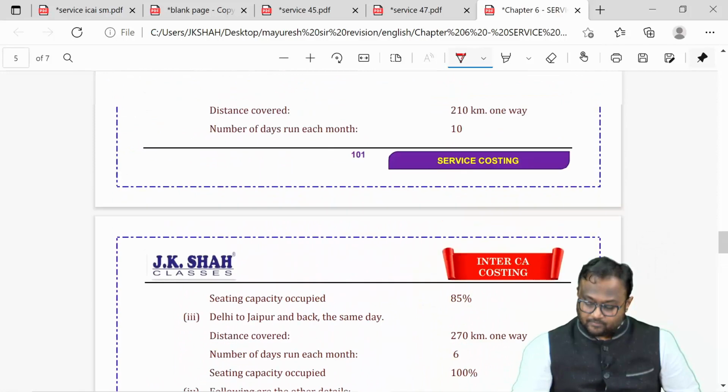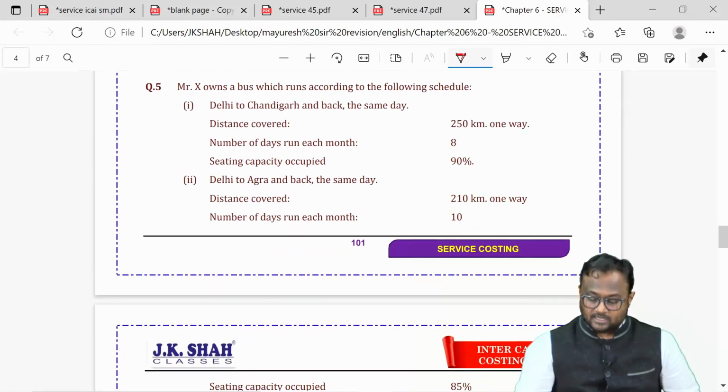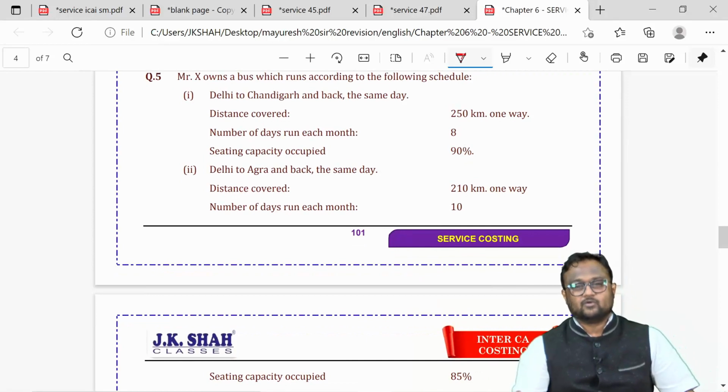This was also a very simple calculation. I don't think there is any need to discuss this question number 5. It was quite simple.